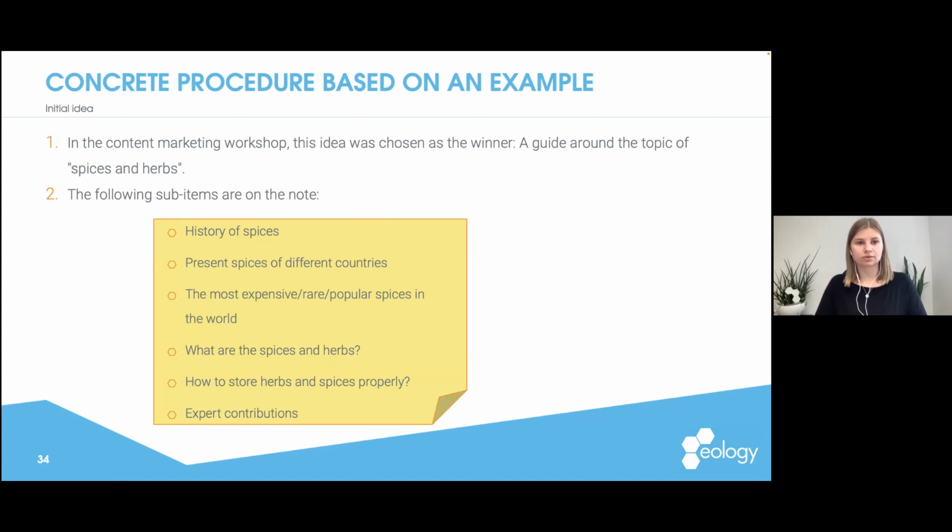We want to include a history of spices. We want to present the spices of different countries. We want to point out the most expensive, rare, and popular spices in the world. And we want to make a differentiation between spices and herbs. And of course, how to store herbs and spices properly. And we also wanted to have some experts inside.